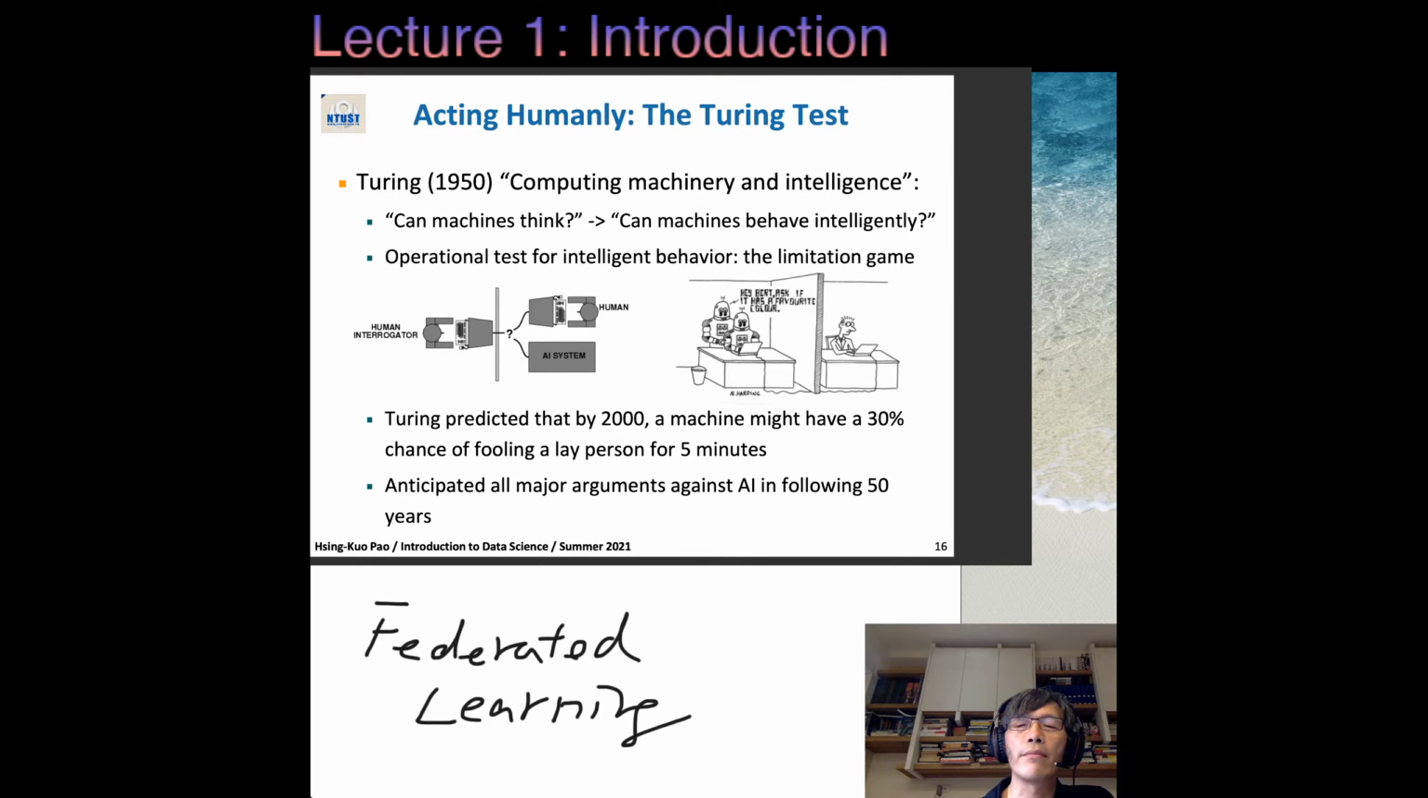So the machine may have a 30% chance to fool a person for 5 minutes, right? We are not quite sure about this. But we can say that these days, for instance, deep learning can really learn to speak like certain people, like Donald Trump from the USA, the former president.